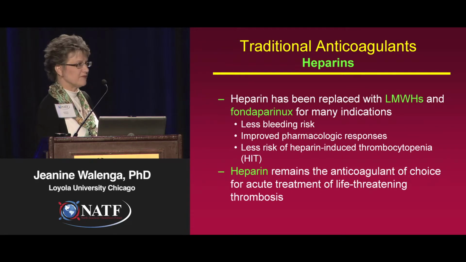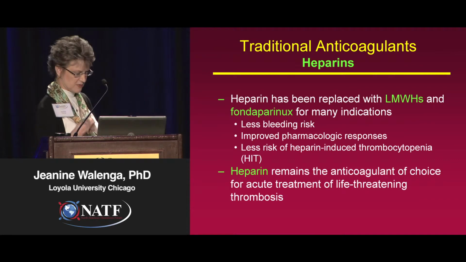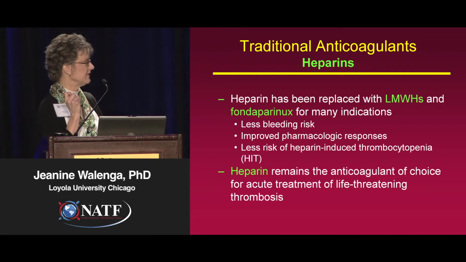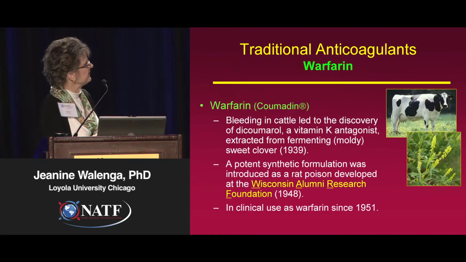However, heparin itself, the parent drug, remains the anticoagulant of choice for acute treatment of life-threatening thrombosis. So it's a very potent drug. It's a very useful drug for situations where somebody is close to death with heart attack, for example, or in cardiac surgery where there's a very strong activation of that coagulation system. Just a word on warfarin or Coumadin, the other traditional anticoagulant that we have used for a long time. Bleeding in cattle led to the discovery of dicumarol, which was a vitamin K antagonist. And that was extracted from fermenting or moldy sweet clover back to 1939.